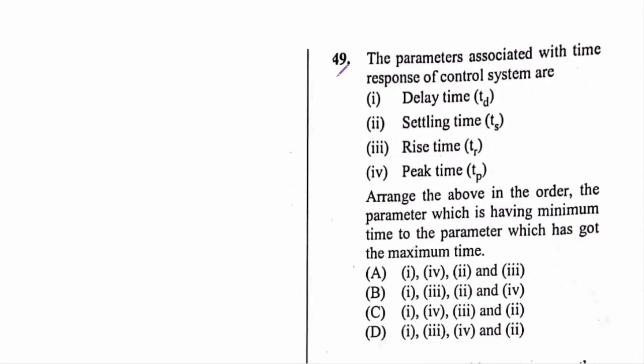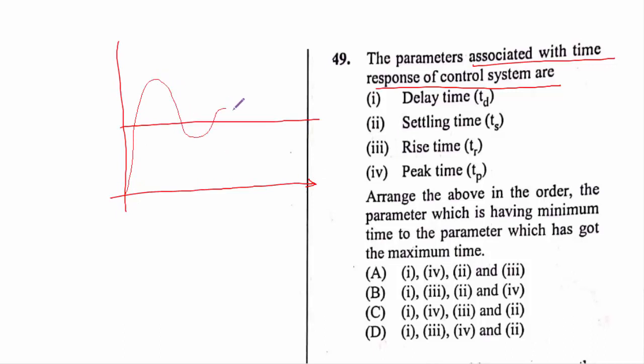49th question, what they have given is, the parameters associated with the time response of a control system, you have to arrange in an increasing order. Now look over here, let me consider a second order system. First, you will be getting a response which is something like this. This time is rise time. 50% of this time is delay time. The peak time over here is peak time.